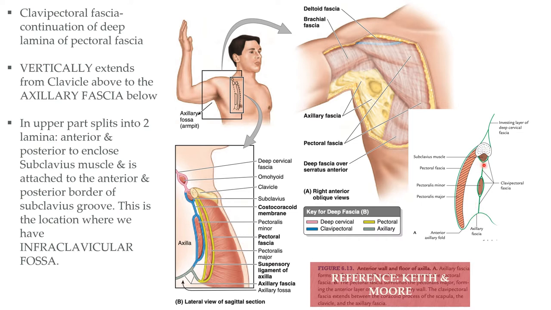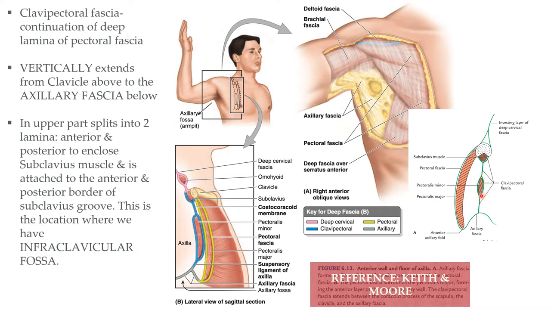Superiorly, clavipectoral fascia splits into two laminae, anterior and posterior lamina. Both the laminae enclose a muscle which is subclavius muscle. The posterior lamina, which covers the subclavius muscle posteriorly, continues upward in the neck as the investing layer of deep cervical fascia. Both the laminae at the inferior border of subclavius unite together to form a single layer, which again splits at the superior border of pectoralis minor muscle into two laminae, anterior and posterior laminae.